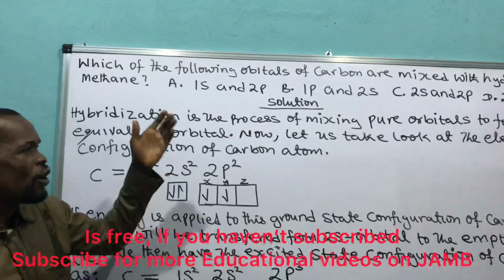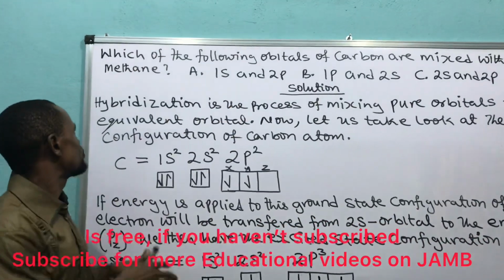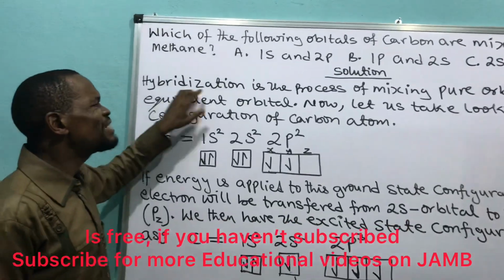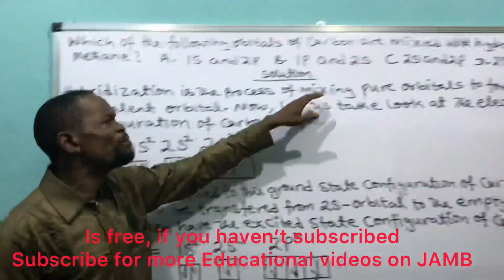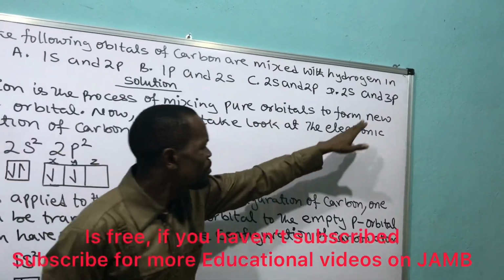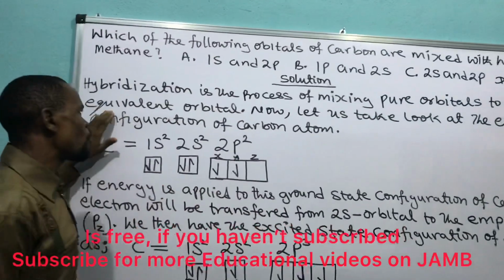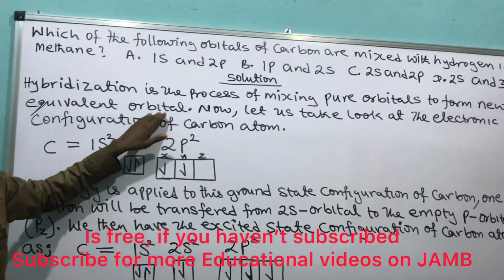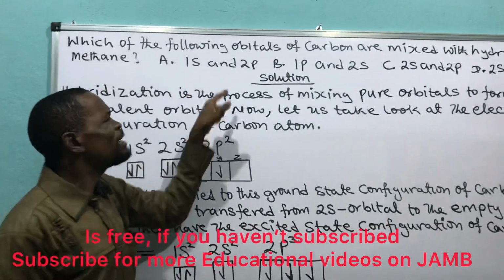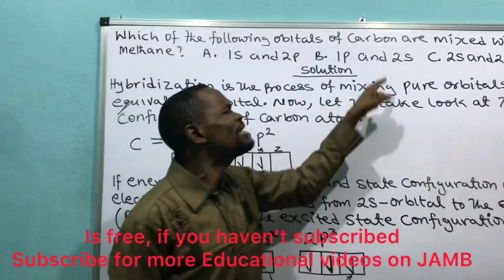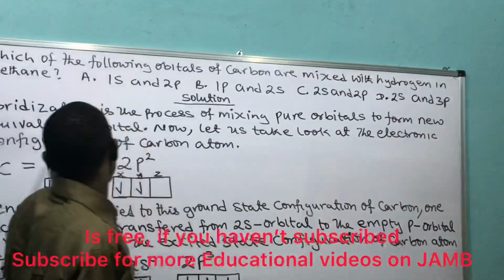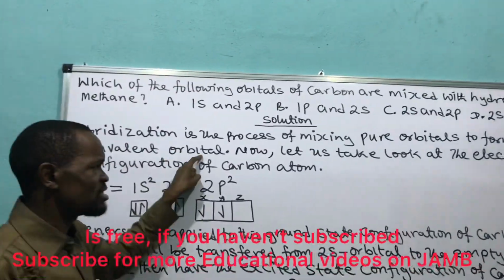sp hybridization. Hybridization is the process of mixing pure orbitals to form new equivalent orbitals. Do you understand what I said? Hybridization is the process of mixing pure orbitals to form new equivalent orbitals.